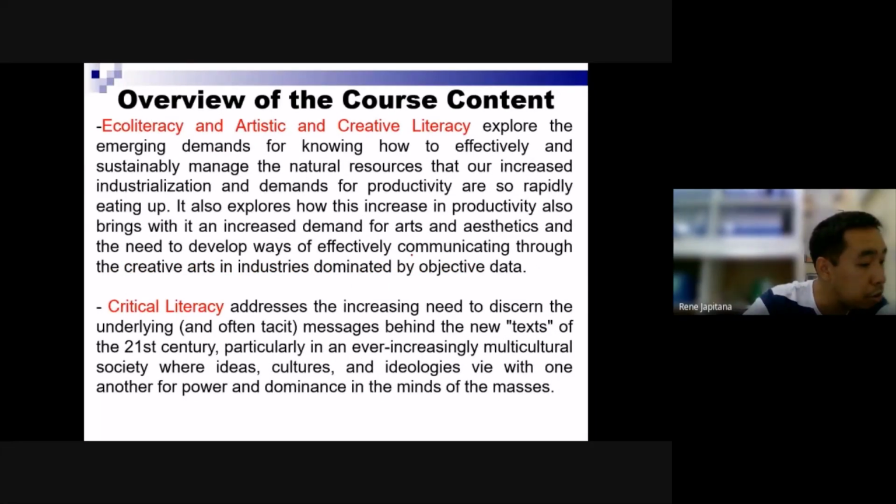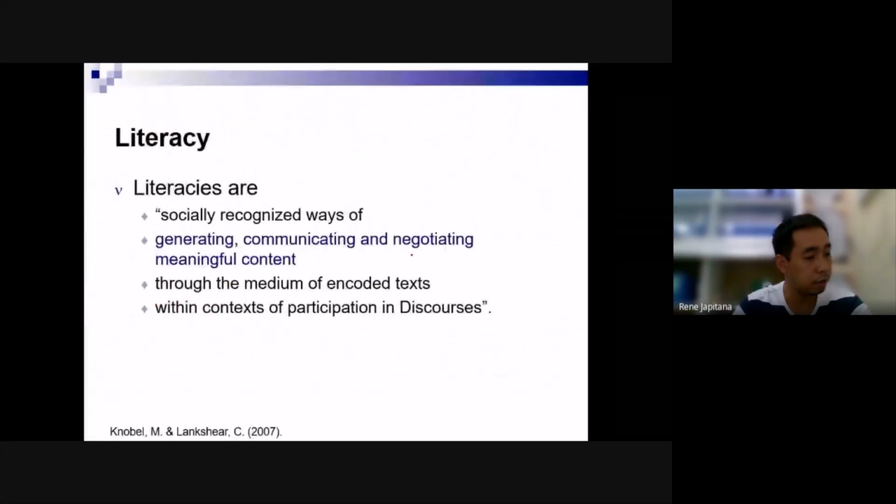Time check, it's already 1:58. For a moment.